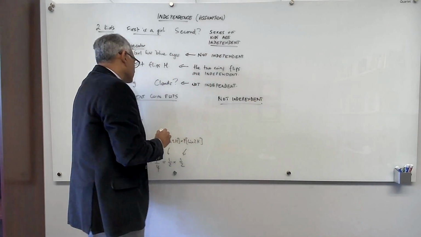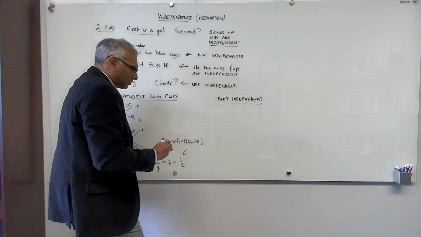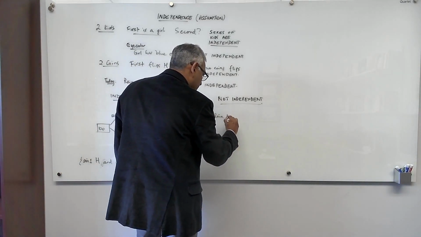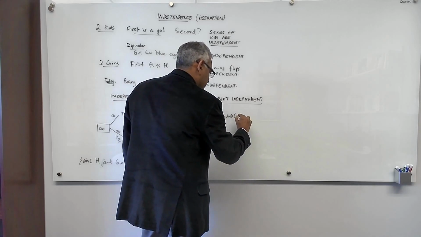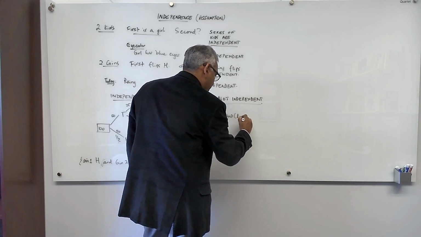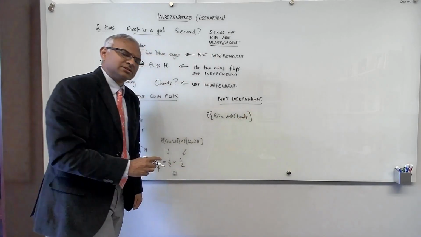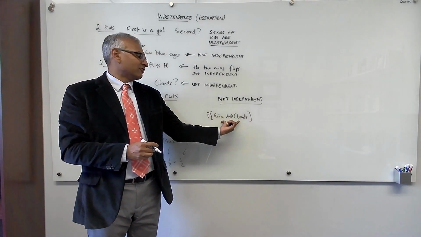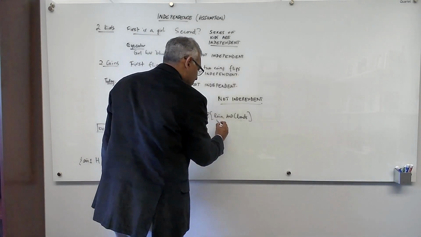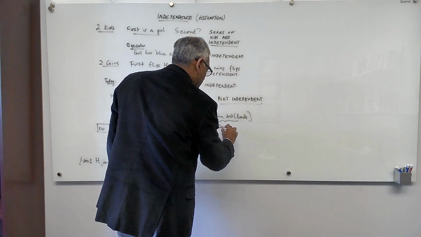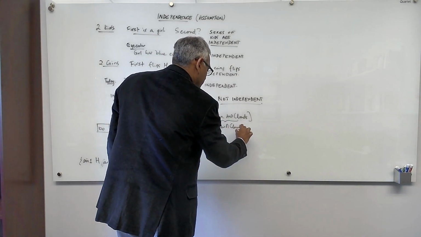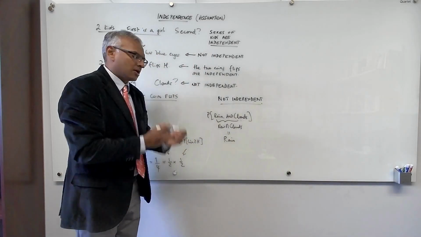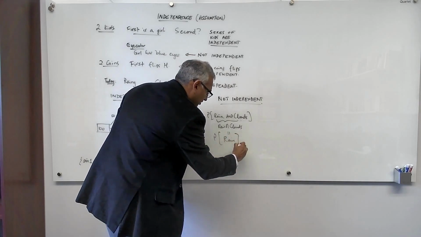Okay, so let's look at the chances of a rainy and a cloudy day. Probability of rainy and clouds. Well, we did this last time. That's the intersection of the rainy days and the cloudy days. But every rainy day is cloudy. So this is rain intersection clouds, and this is equal to rain, because every rainy day is cloudy. So this is just the probability of a rainy day.